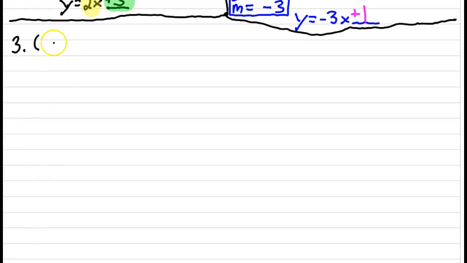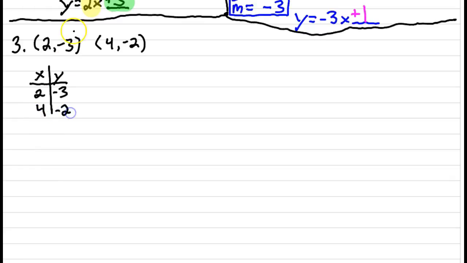Number 3 is 2, -3, and 4, comma, -2. That negative in there. There we go. All right. I'm going to go back to the table on this. So we have 2, -3, 4, and -2.